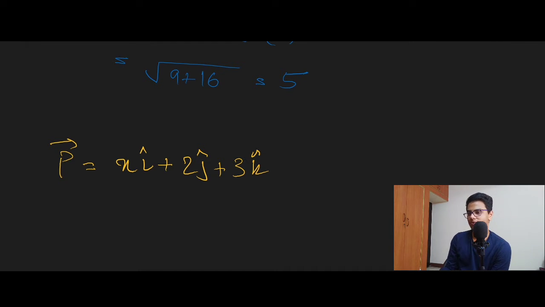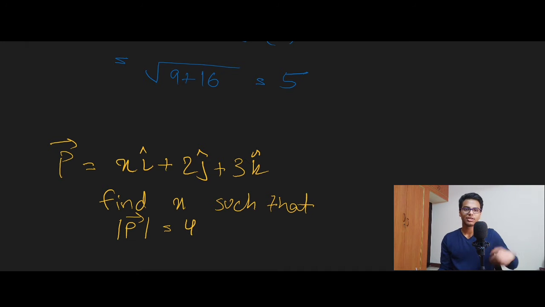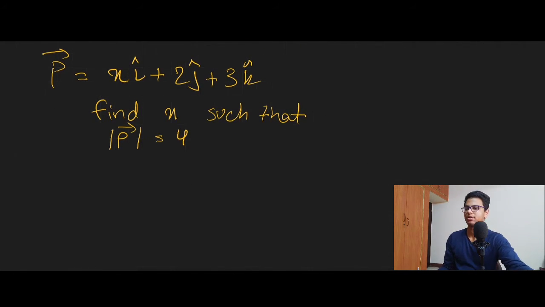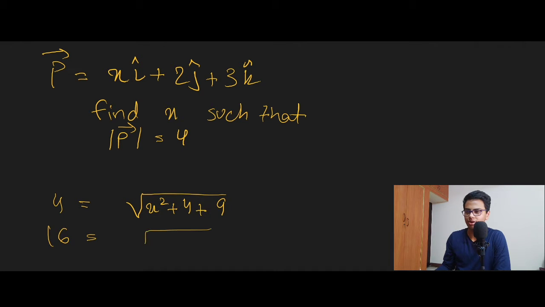Now we need to find x such that the magnitude of P vector becomes equal to 4. This question is again very simple. We are just going to go ahead and substitute in the formula. We know the magnitude, which is 4. So square root of 4 has to be equal to square root of x square plus 2 square, which is 4, plus 3 square, which is 9. Let's square both sides. 16 is equal to x square plus 13.